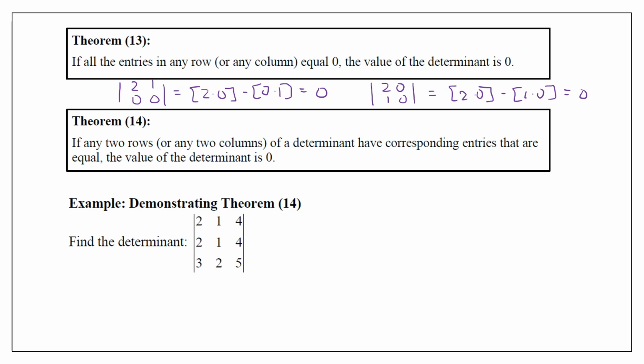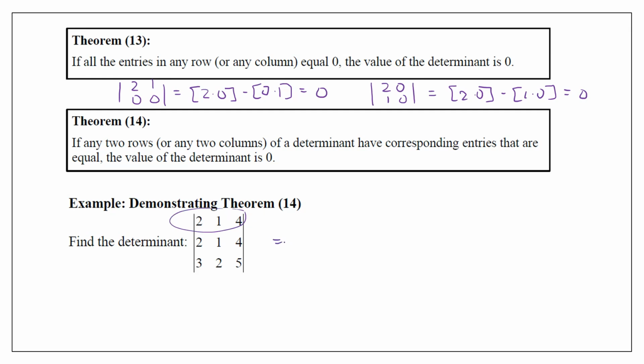Our next property says that if any two rows or any two columns of a determinant have corresponding entries that are equal, the value of the determinant is 0. So in our example here, we're asked to find the determinant of 2, 1, 4, 2, 1, 4, 3, 2, 5. Note that row 1 and 2 are exactly the same. So let's choose a row to expand upon, and we're just going to use our first row here.